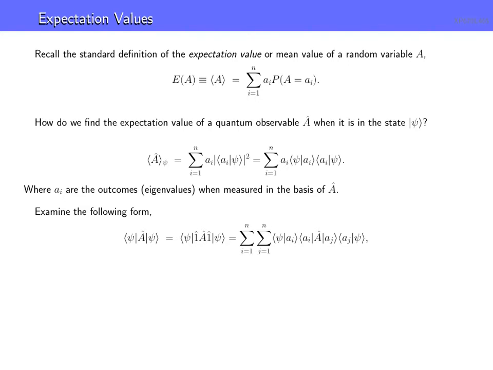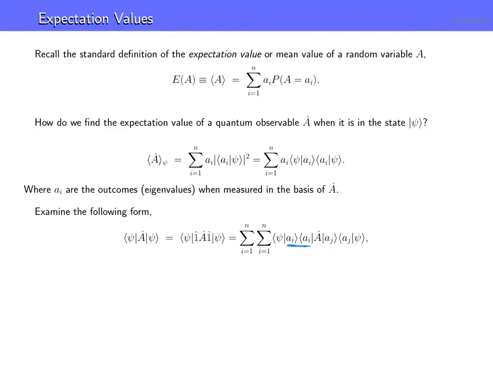So let's look at this. What we're going to do is take our operator and sandwich it between the states psi, with a ket and a bra. And to begin, we're going to insert the identity operator on both sides of A. Why? Because we want to use the resolution of the identity. Recall that if we sum over all the basis vectors in this bra-ket manner, that's equal to 1, the identity operator. And we do this twice.